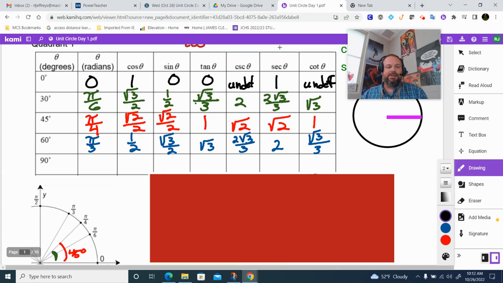All right, 90 degrees. This is pi over 2. Our cosine is 0 because it just goes straight up. Our sine is 1. Our tangent is undefined. Our cosecant is 1. This is undefined. This is 0.